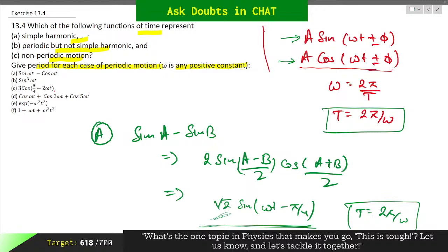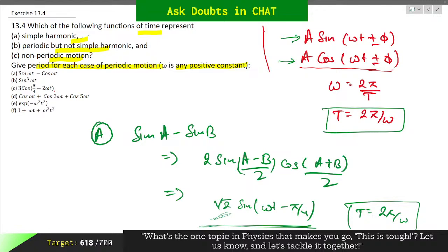So all these functions are given as time functions. We know that the time function of simple harmonic motion is represented in the general form of A sin(omega t plus or minus phi), or A cos(omega t plus or minus phi). This is the function for displacement in the time format. So if the option resembles this form of function, then we can say that it is a simple harmonic motion, or we will find the period, then we can say whether it is periodic motion or none at all.